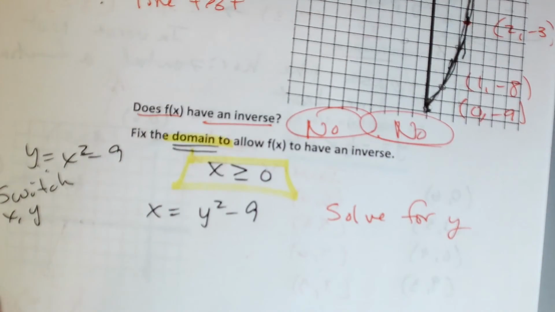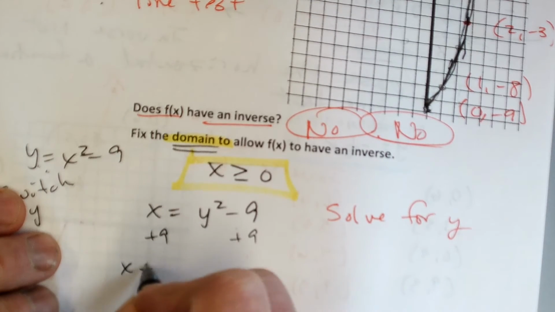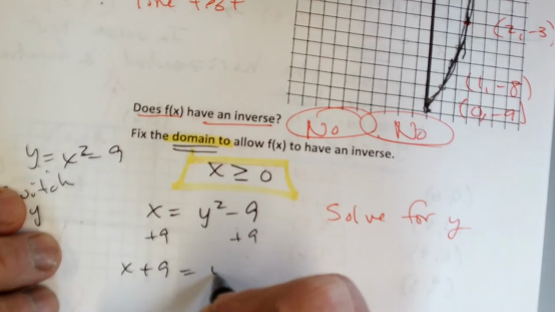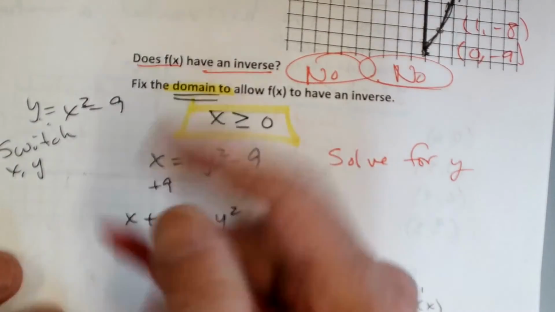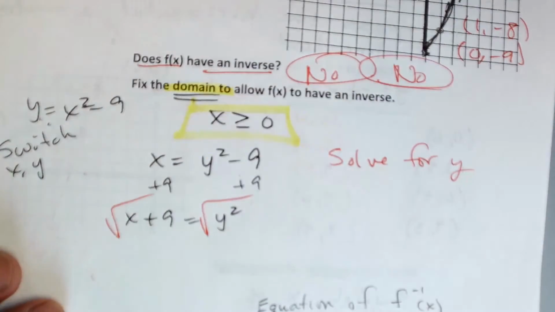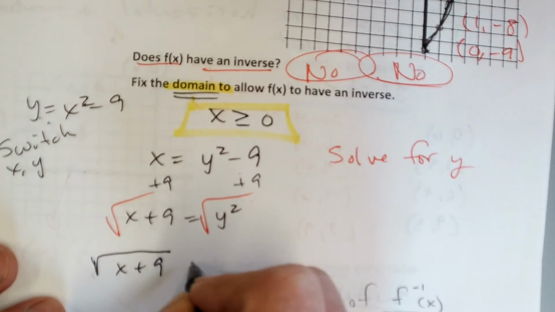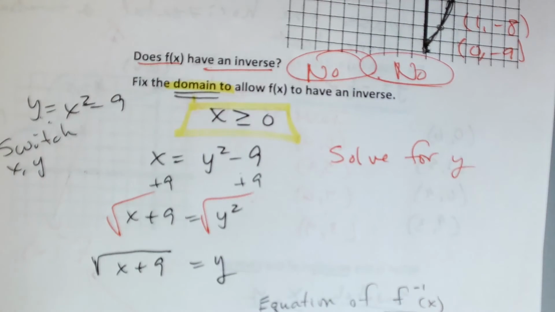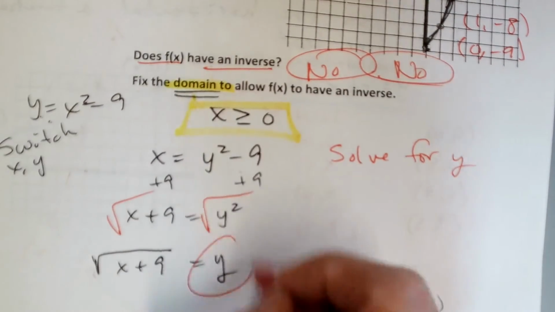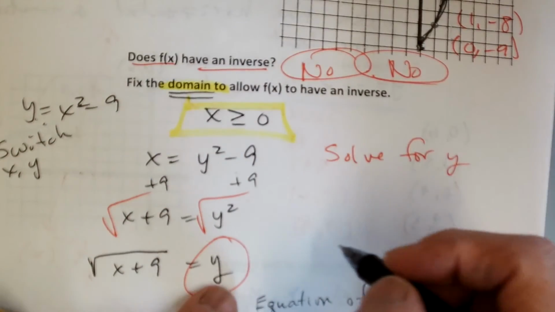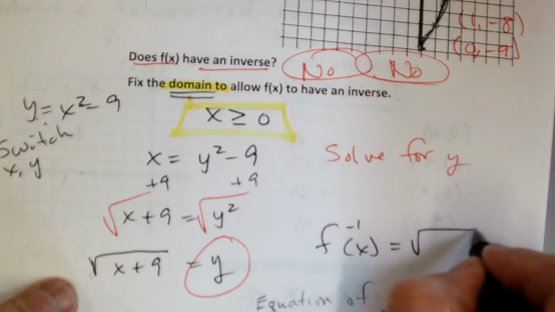And I'm going to do that. Okay, so I'm going to add 9, right? x plus 9 equals y squared. And then I'm going to square root both sides. And I have this answer. I've got the square root of x plus 9 equals y. Okay? So then I'm going to write it as f inverse, because we're really not y, but y inverse, because that's what we're really trying to do. So instead of y, f inverse of x is equal to the square root of x plus 9.